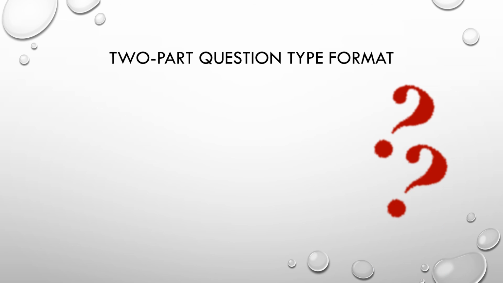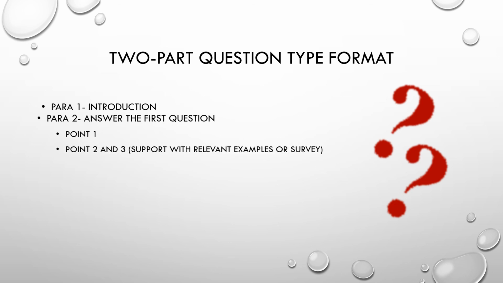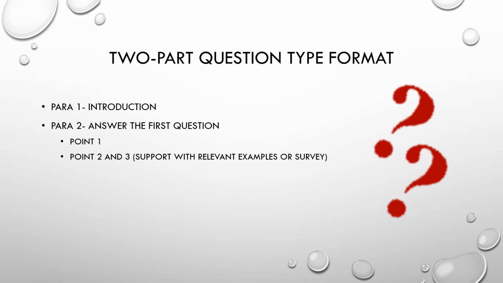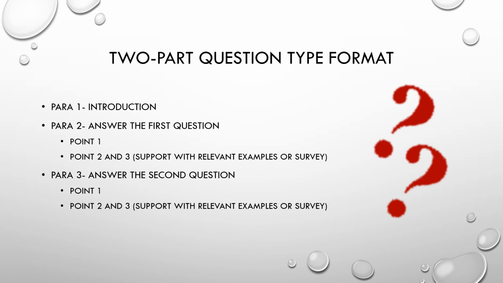The fifth and the last essay type is the 2-part question type format. Here the first para is introduction. The second is answering the first question. So I'll make different points, point 1, 2, and 3, supporting with relevant examples or a survey. Para 3 will be answering the second question, again point 1, 2, 3, and then I will conclude my topic.